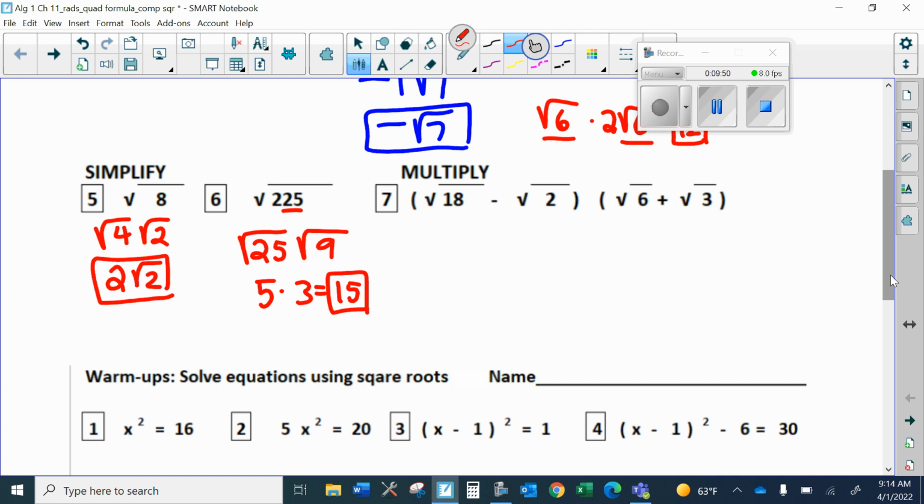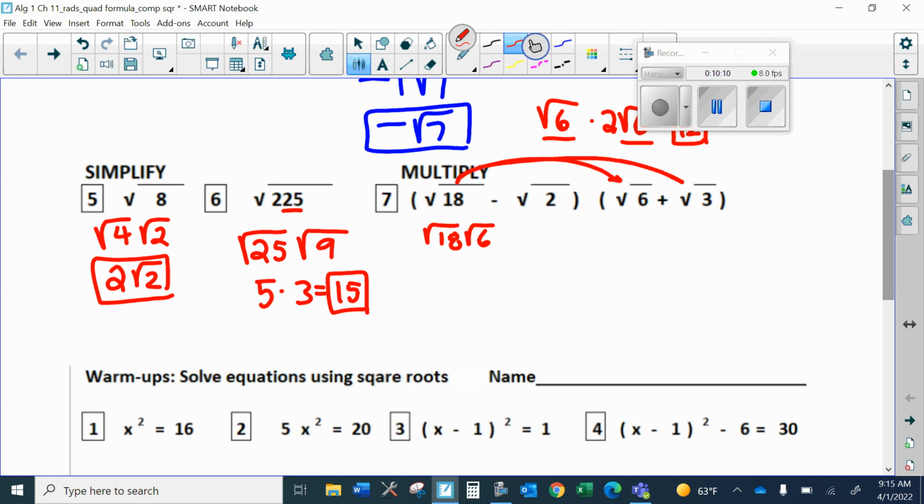Okay, all right, multiplication here. This is just the distributive property. You've done it already with binomials, now we're just dealing with radicals. It's the exact same way. Distribute. So I have root 18 times root 6. I'm just writing them out. I'm not multiplying them yet because I'm going to show you again like we did up top.